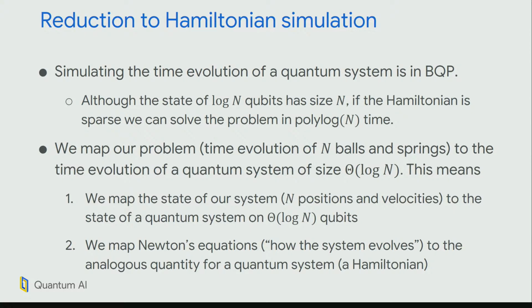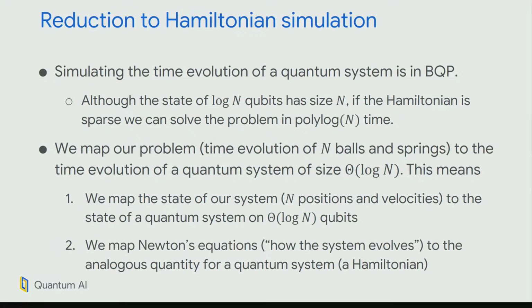The state of a quantum system is the quantum state, the one that we all know and love. That's going to be on log n qubits. And note that this makes sense: I can encode capital N numbers in log n qubits. And then I'm going to map how the system evolves.